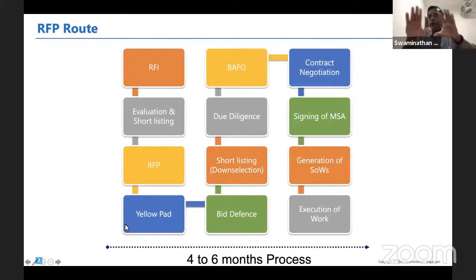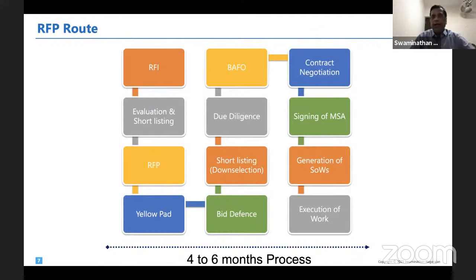So I want to give you an idea about the order to execution, right? So it typically starts with an RFI. RFI stands for request for information. Basically, if I am a bank and I'm looking for an IT service provider for taking care of my entire IT system, right? I float what is called an RFI, request for information.